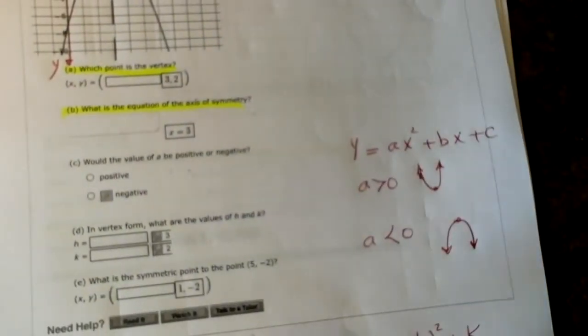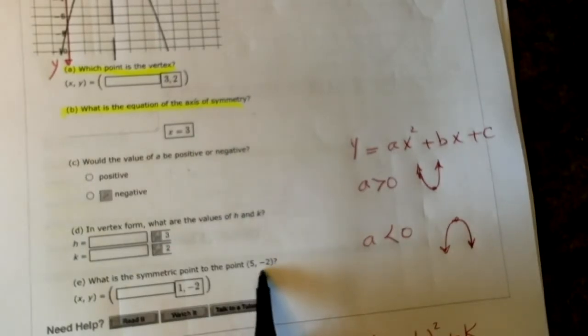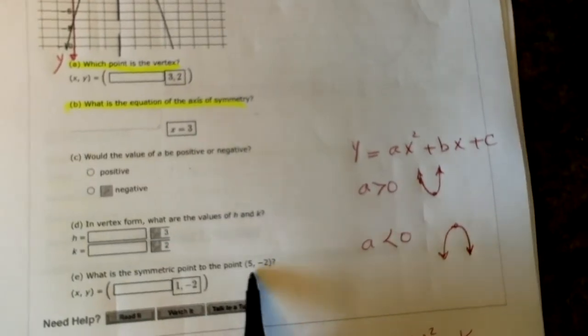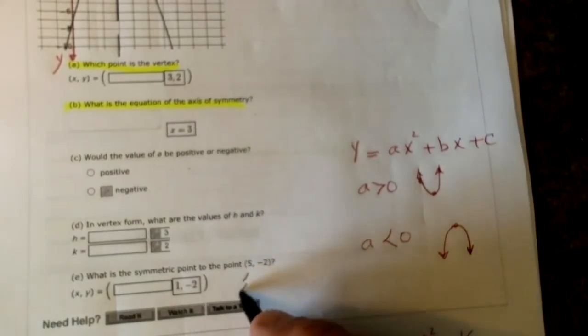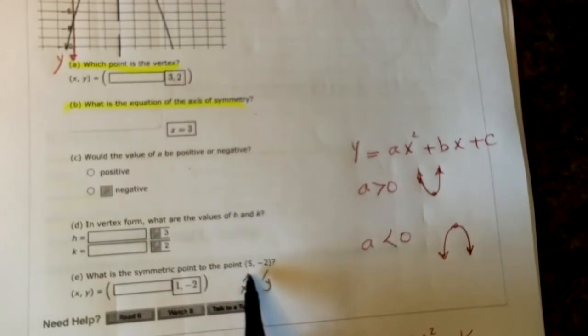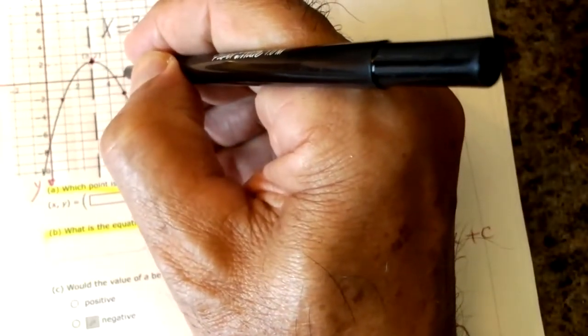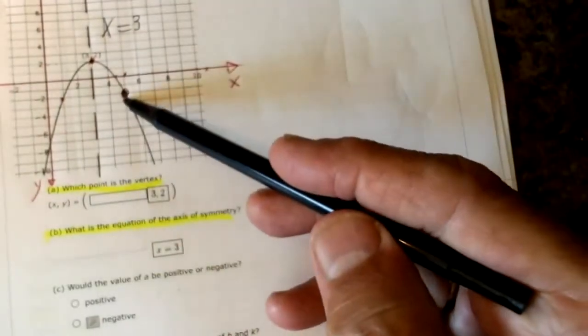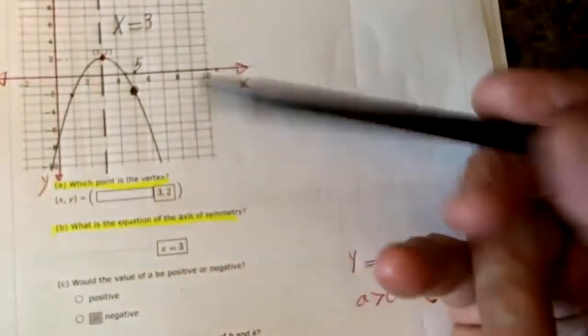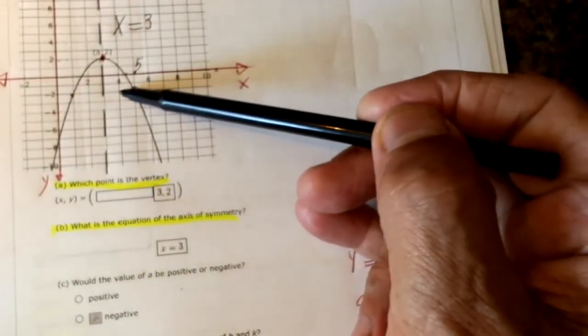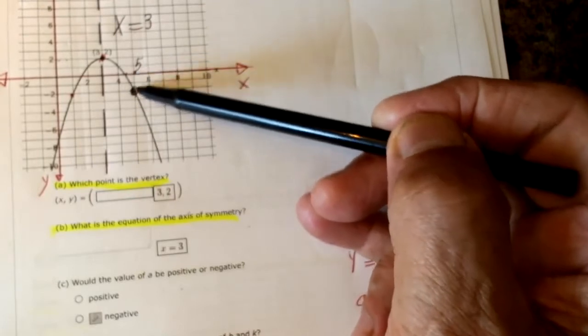What is the symmetric point to the point 5 and -2? What they're asking is this point. X is 5, y is -2. See, the first number is always x and the second number is y. Okay, let's see. X is 5 and y is -2, which is this point.